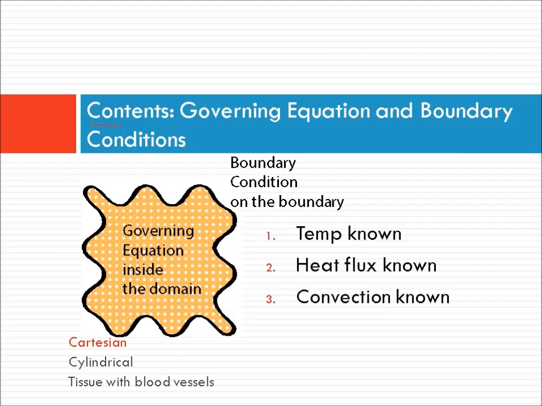Okay, so the contents of this chapter: we're going to talk about the governing equations, as we said, and then we'll also see that to solve them, we need boundary conditions. So we're going to talk about governing equation and boundary conditions. We start with Cartesian, that is the simplest, then we do cylindrical, and finally an adaptation for tissue. That includes the effect of blood flow. For boundary conditions, we're going to talk about the many different types.